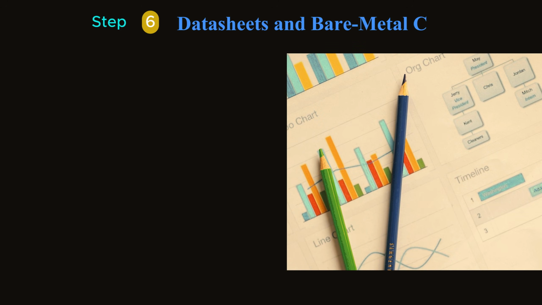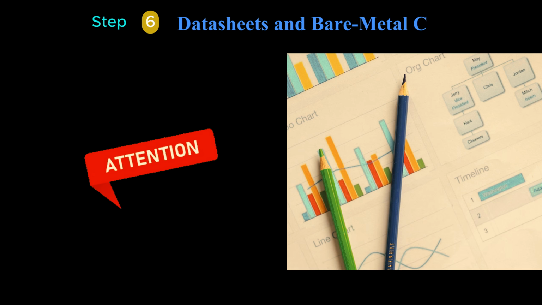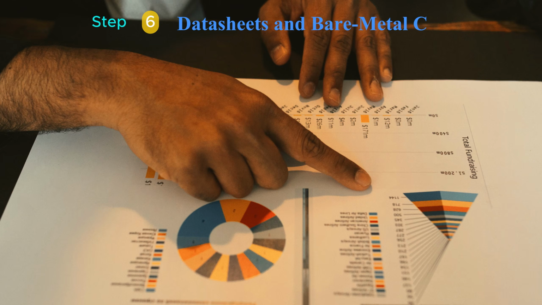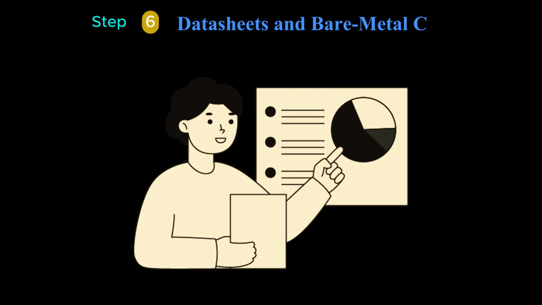Bare metal C and datasheets. The wait is over. Here's your feast. This is the most important part of the embedded systems journey: understanding datasheets and writing code in bare metal C. In fact, it is the most part of the job that an embedded engineer does.